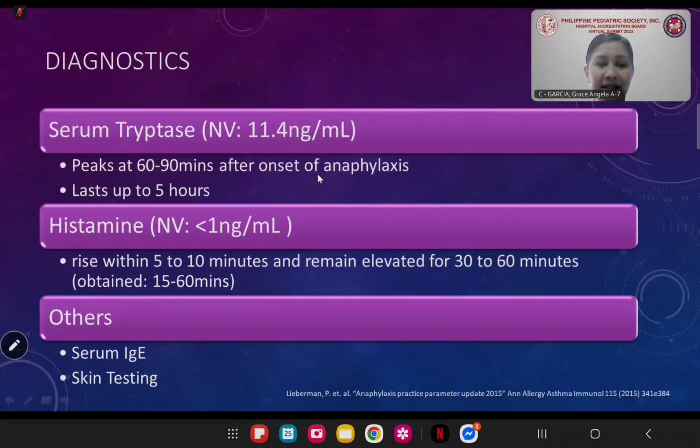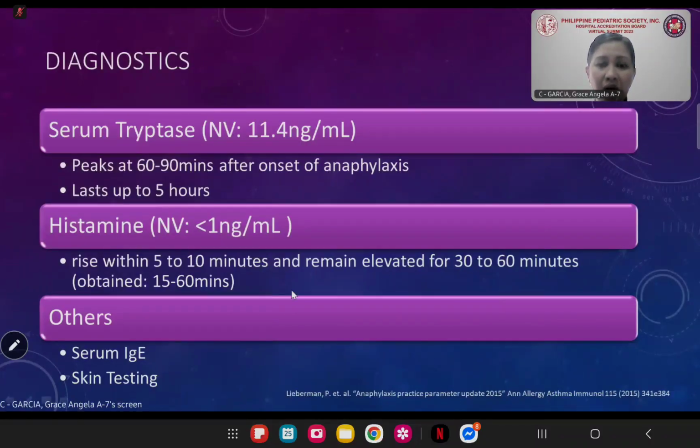It peaks at 60 to 90 minutes after the onset of anaphylaxis and lasts up to 5 hours. For your histamine, there would be a rise within 5 to 10 minutes and it remains elevated for 30 to 60 minutes, so it should be obtained within 15 to 60 minutes.